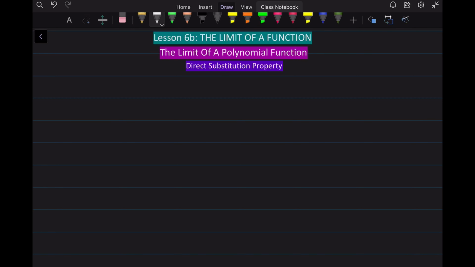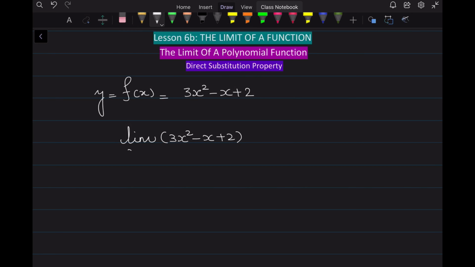So let's take an example of a polynomial function. Suppose it is given by, say, 3x squared minus x plus 2. And let's say we have to determine the limit of this polynomial function 3x squared minus x plus 2 as x approaches minus 1. So in order to apply the limit laws here, we can take this function as composed of two functions. For example, the first is 3x squared minus x and the second is the constant function 2.